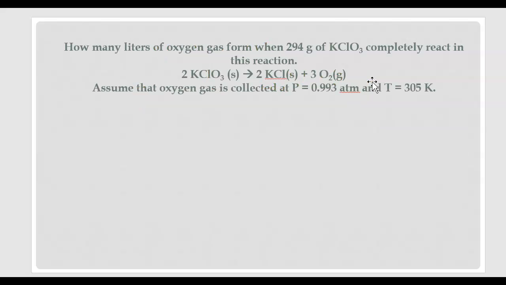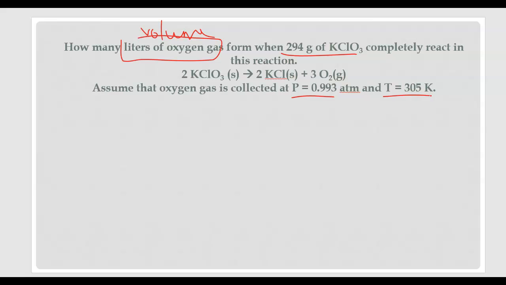produce. So in this example, how many liters of oxygen gas? So we're looking for volume of oxygen gas. How many form whenever this amount of KClO3 reacts? Assume that oxygen is collected at this pressure and this temperature. With these problems, for the most part, we're going to do in the order that makes sense. We're going to use the PV = nRT equation, and then we're also going to use our stoichiometric relationships at some point.